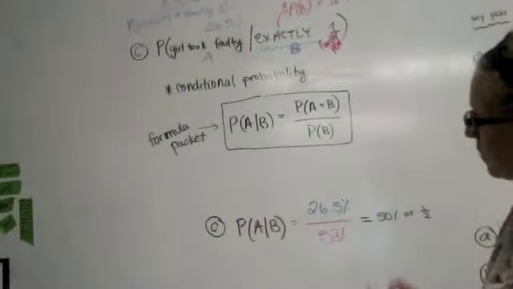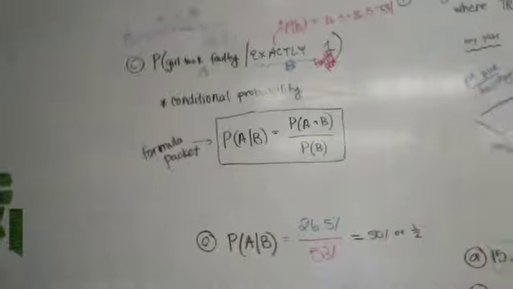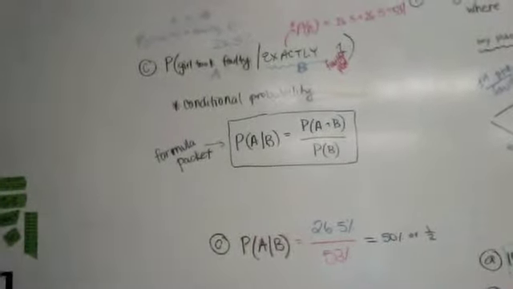If I divide those 2 things, I put in my calculator, 26.5 divided by 53, I will get 0.5, 50%, or 1/2. Any of those forms work.